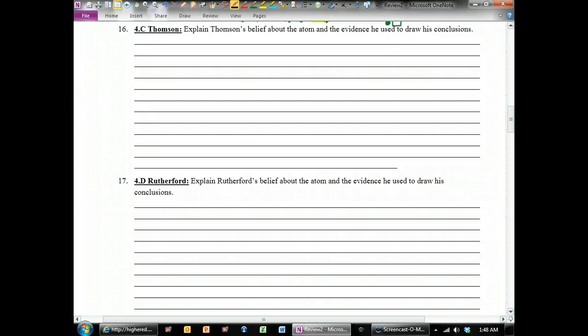JJ Thomson is considered to be the discoverer of the electron. He also came up with a model called the Plum Pudding model, which describes the inner workings or structure of the atom. How he came up with it is through the use and observation of a cathode ray tube.